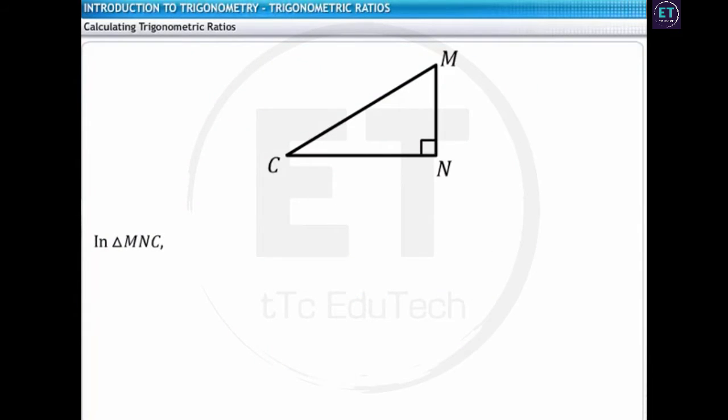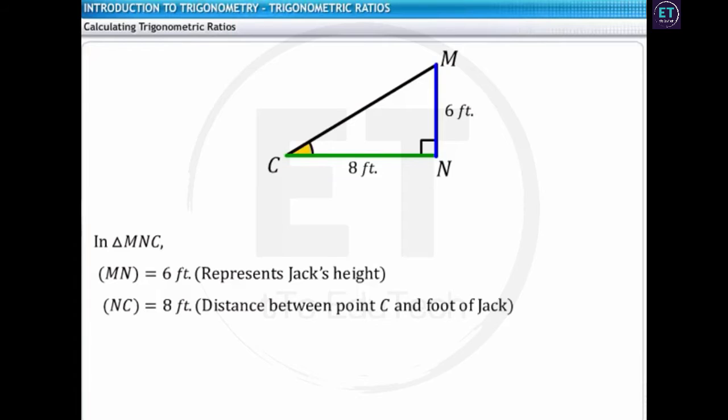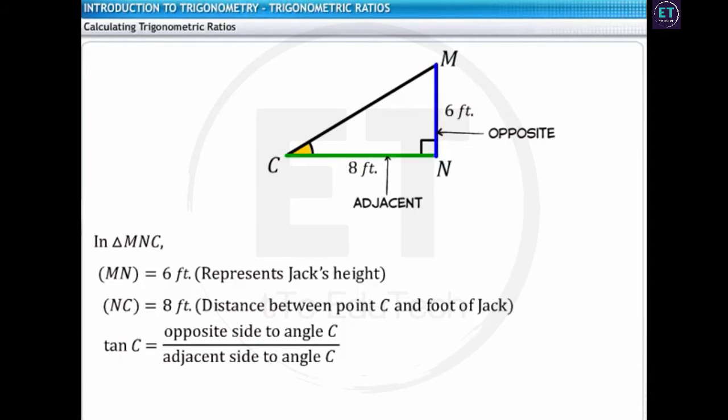In triangle MNC, side MN, which represents Jack's height, is equal to 6 feet, and side NC is 8 feet. With reference to angle C, MN is the opposite side and NC is the adjacent side. Thus, tan C is equal to opposite side to angle C divided by adjacent side to angle C, which is equal to 6 divided by 8. On simplifying, we get 3 divided by 4.